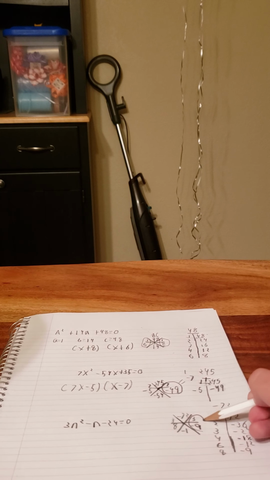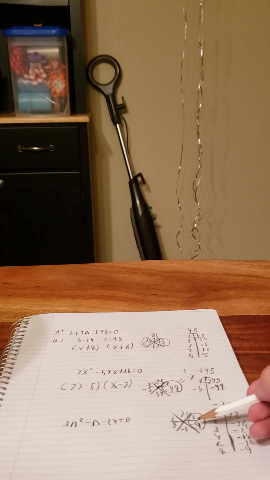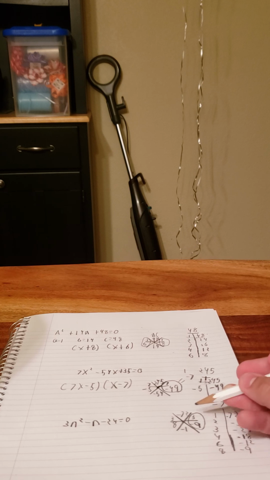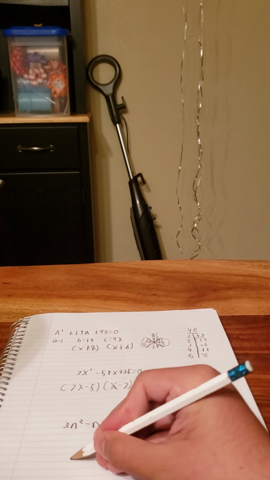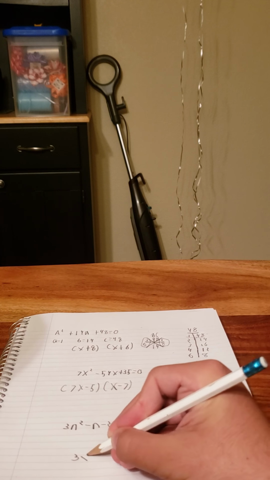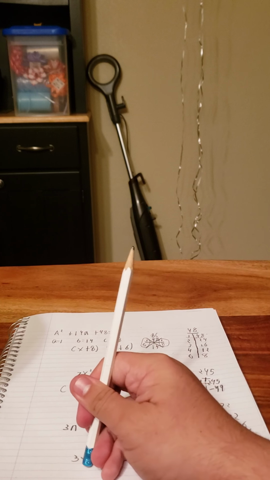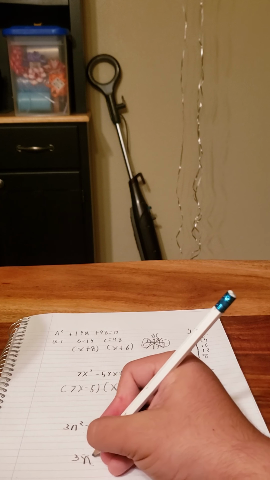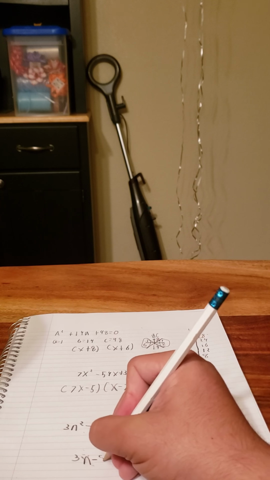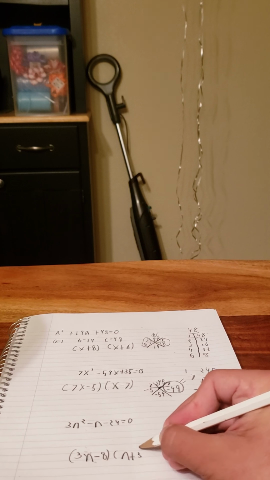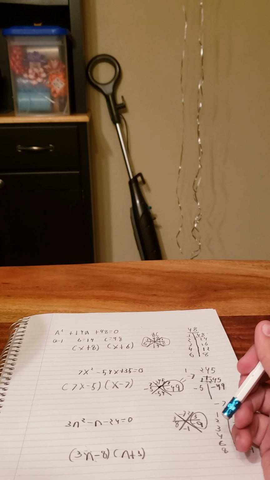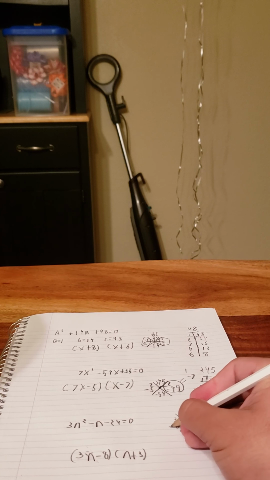And basically with this, 3 and negative 9, reduce it down. So this will wind up being 3n, no, actually 3n minus 8, then n plus 3. This 8 should be negative.